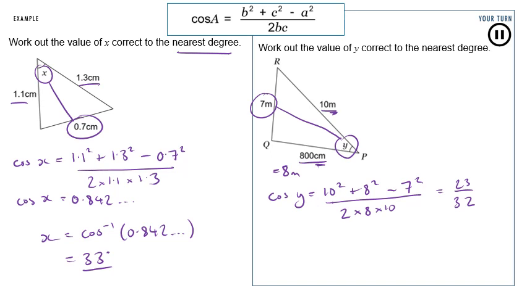Remember, that's cosine of our angle. So to find our angle, we need to use the inverse cosine. You can use the answer button there on your calculators. And to the nearest degree, that comes to 44.